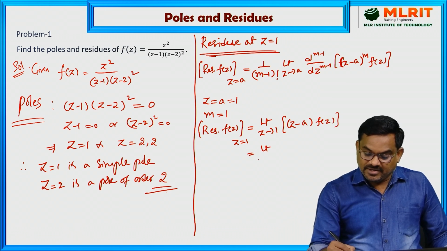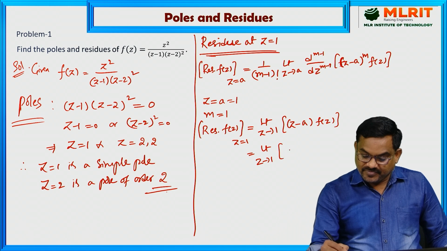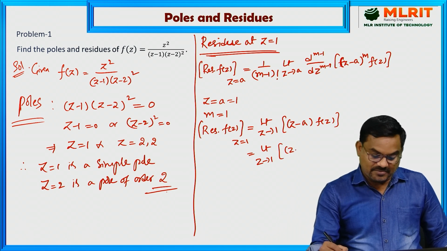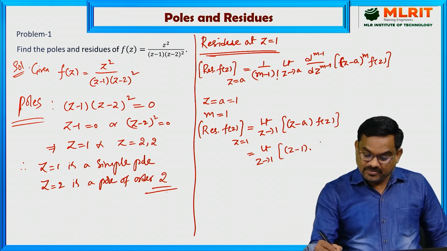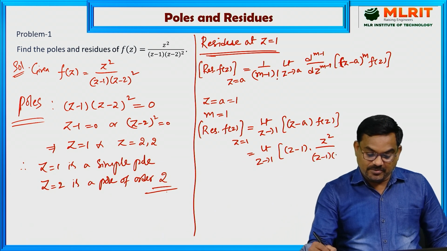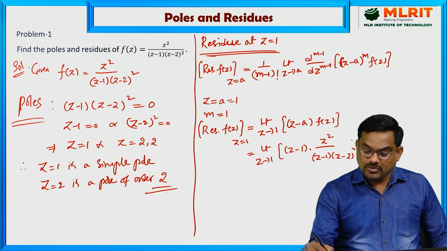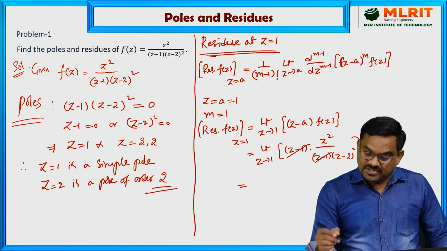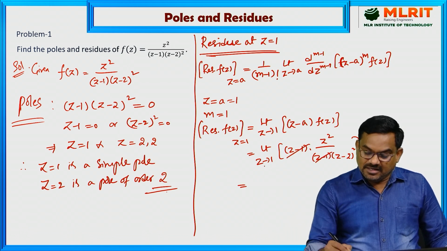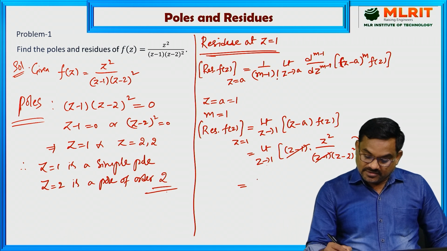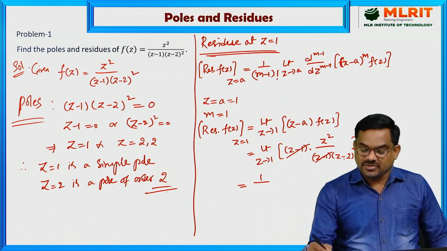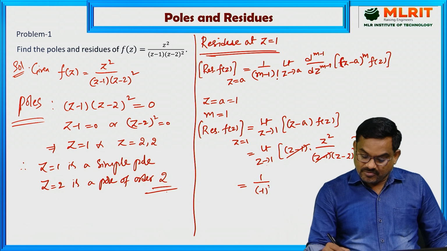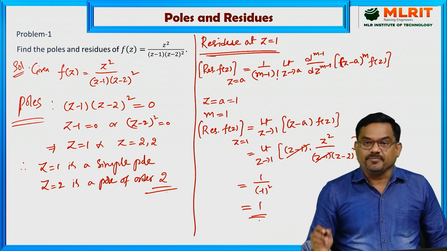So limit z tends to 1, this is z minus 1 into f of z, which is z square by z minus 1 into z minus 2 whole square. Here this z minus 1 gets cancelled, and the limit as z tends to 1, the answer is 1 by 1 minus 2, which is minus 1 whole square. So the answer is 1.